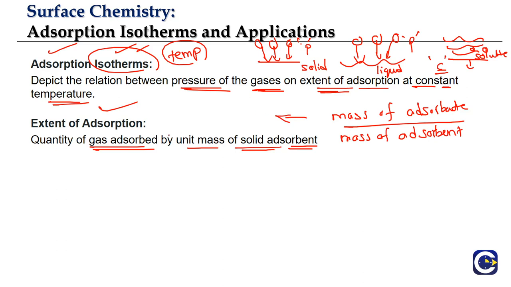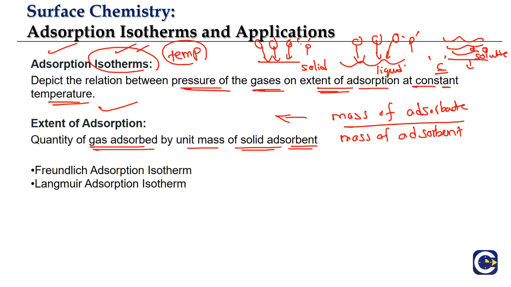So we are going to see how the extent of adsorption is going to be affected by the pressure in case of adsorption of gases, and how it is going to be affected by the concentration in case of the adsorption of the solute. And we have two adsorption isotherm analyses. One is the empirical one, which we call the Freundlich adsorption isotherm, named after the scientist, and the theoretical one, which is the Langmuir adsorption isotherm.